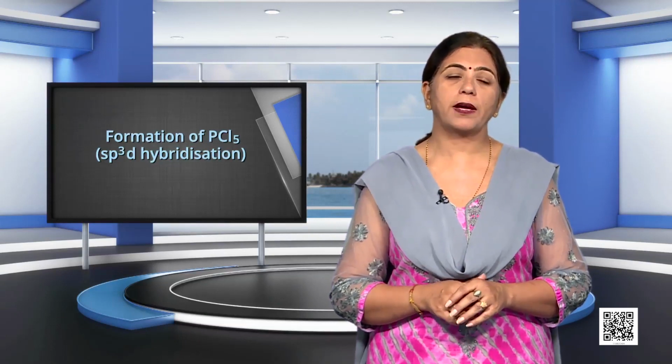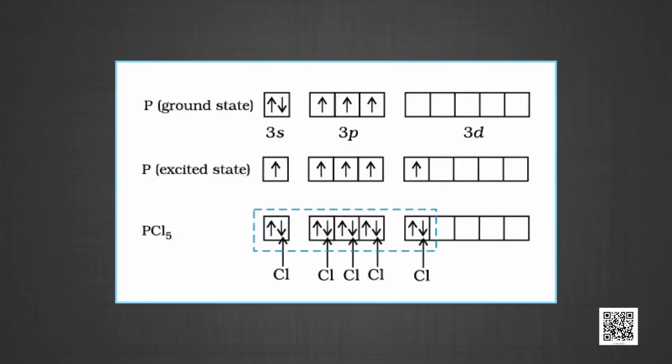Formation of PCl5. It is a good example of sp3d hybridization. The ground state and the excited state outer electronic configuration of phosphorus, atomic number 15, are represented below. The sp3d hybrid orbitals are filled by the electron pairs donated by 5 chlorine atoms.